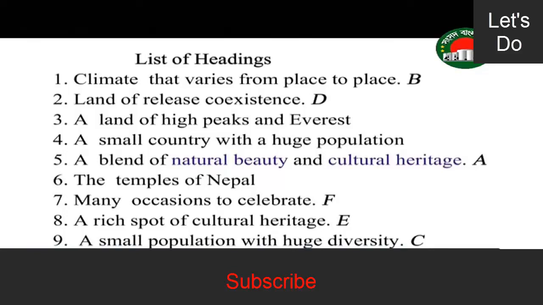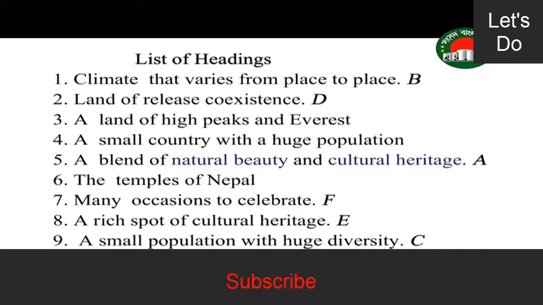So what is that passage? What is the number of that passage? Yes, that is number D. Okay, now move to the next item. A land of high peaks and Everest. So small country with huge population. A blend of natural beauty and cultural heritage. Natural beauty and cultural heritage, okay?